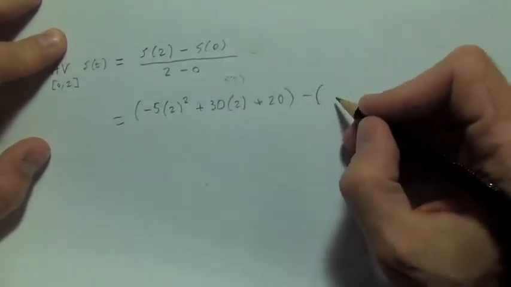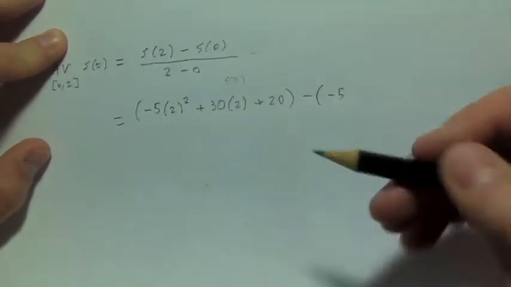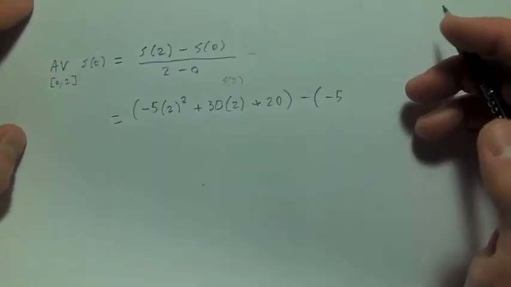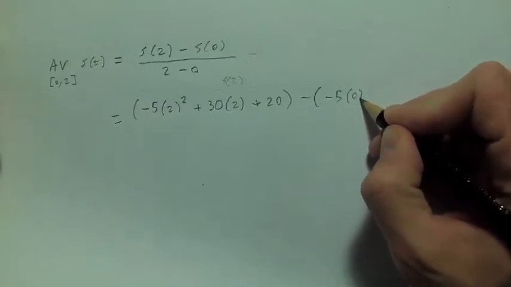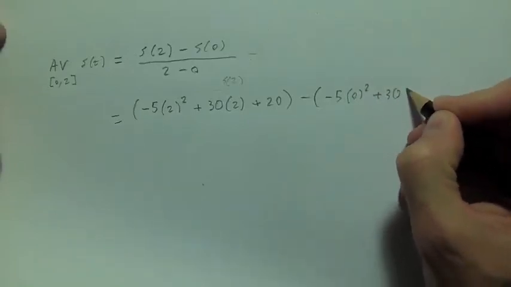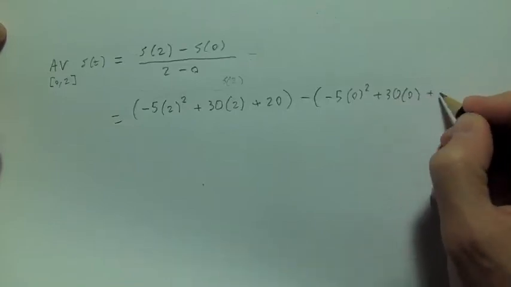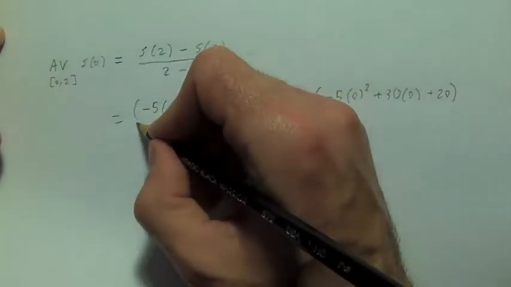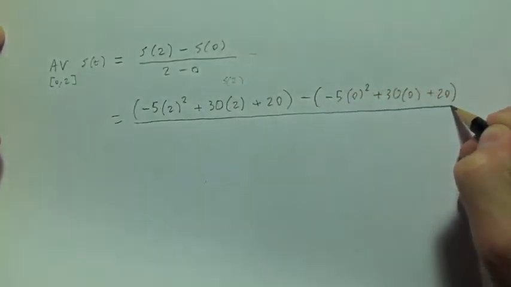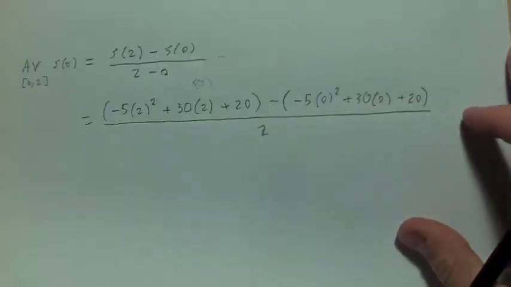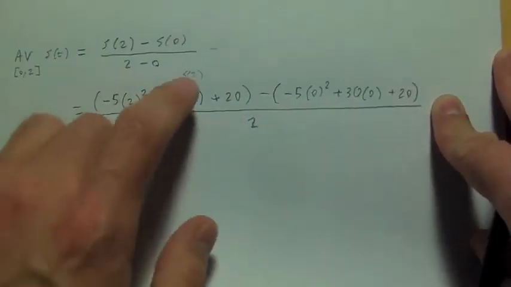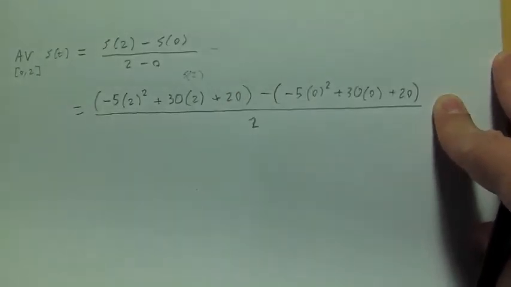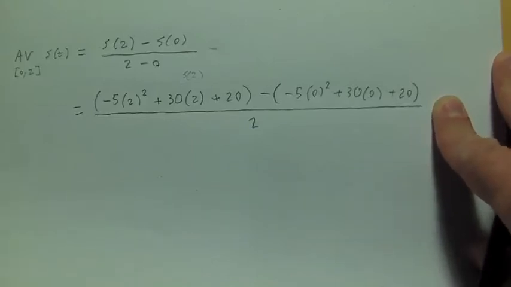It might not make that big of a difference here, but I always put both of these in parentheses just so I don't make any mistakes. So this will be negative 5 times 0 squared plus 30 times 0 plus 20. And this is all over 2. And yes, this is how you're supposed to write things. A lot of people will just simplify this numerator and then later add in that 2. That's not correct. You've got to write this fraction out every time. No whining, just do it.